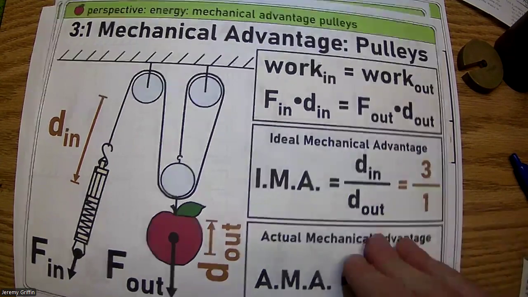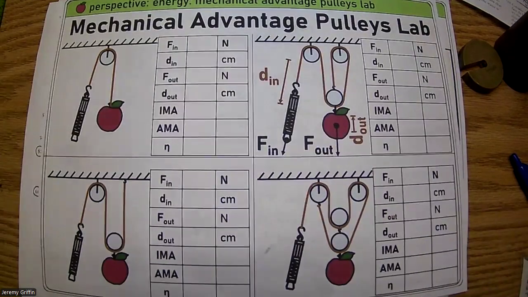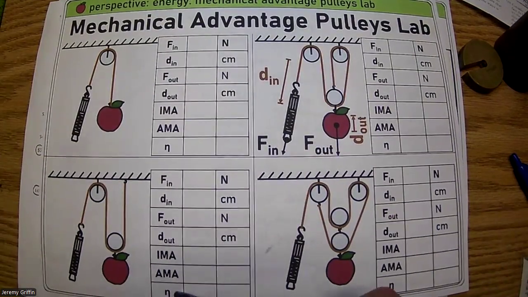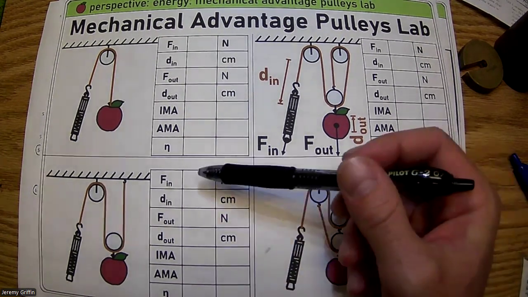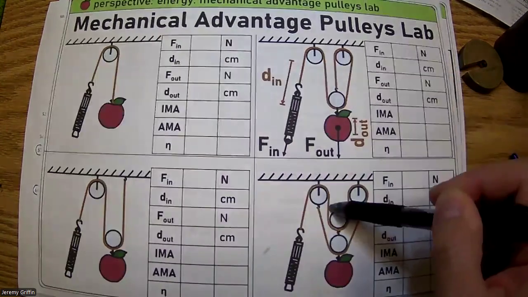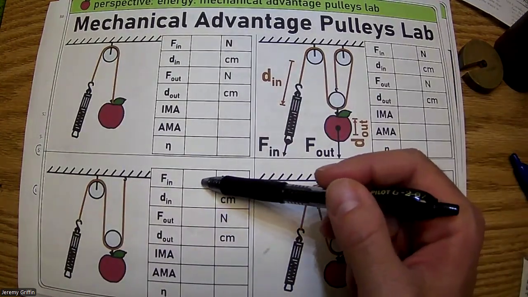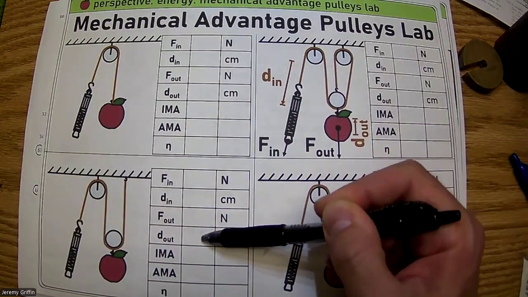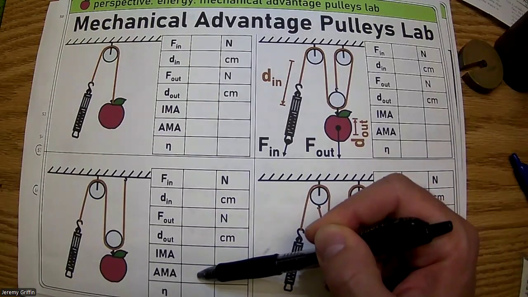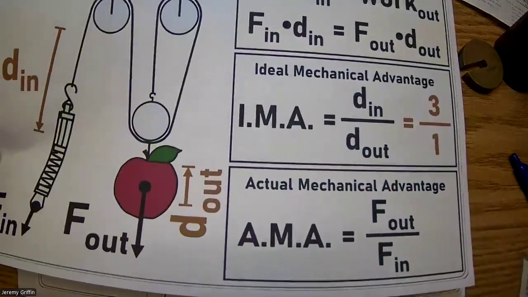And then the last part of this lab is to figure out the efficiency. That's this Greek letter eta. It looks like an N with an elongated tail on it. So tomorrow you're going to bring up each one of these. You're going to say what the input and output forces and distances are, and therefore what the ideal and actual mechanical advantage are. Just playing off this. Okay.